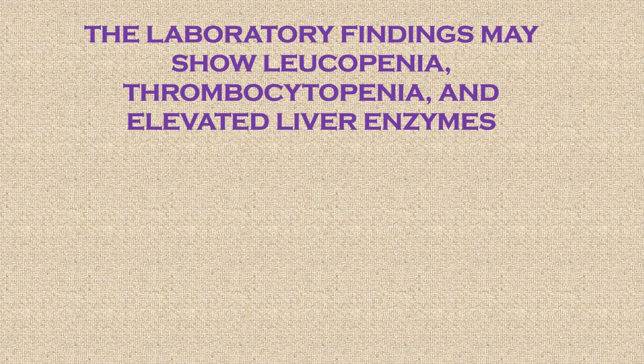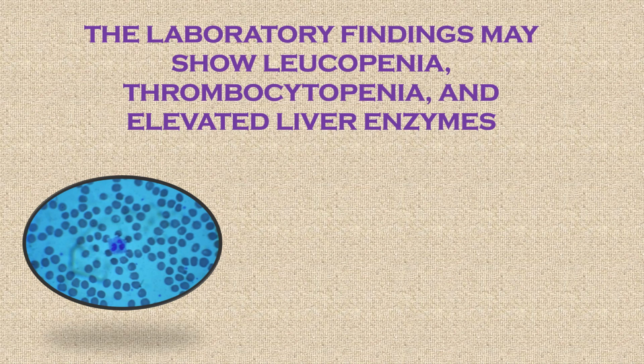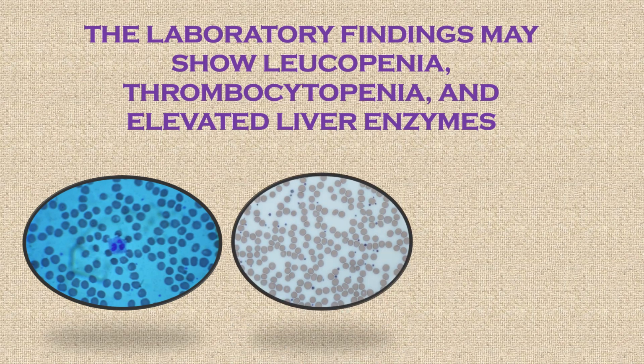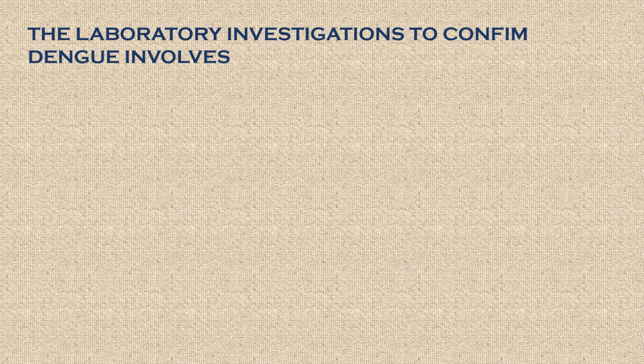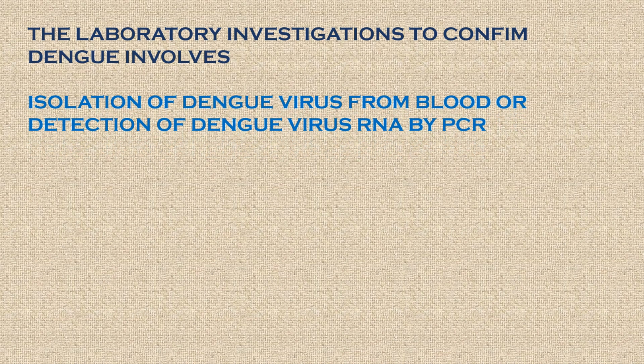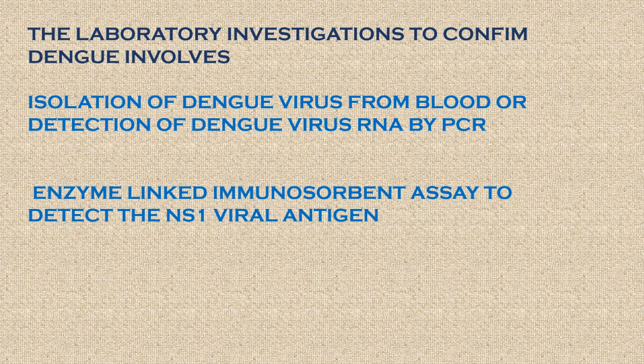The laboratory findings show leukopenia, which is decreased white blood cell count, thrombocytopenia, which is decreased platelet count, and elevated or increased liver enzymes like alkaline phosphatase and alanine transaminase. The laboratory investigations to confirm dengue involve isolation of dengue virus from blood or detection of dengue virus RNA by PCR, enzyme-linked immunosorbent assay to detect the NS1 viral antigen, although it is less sensitive than the PCR technique. IgG and IgM ratios may be used to distinguish primary from secondary infection.